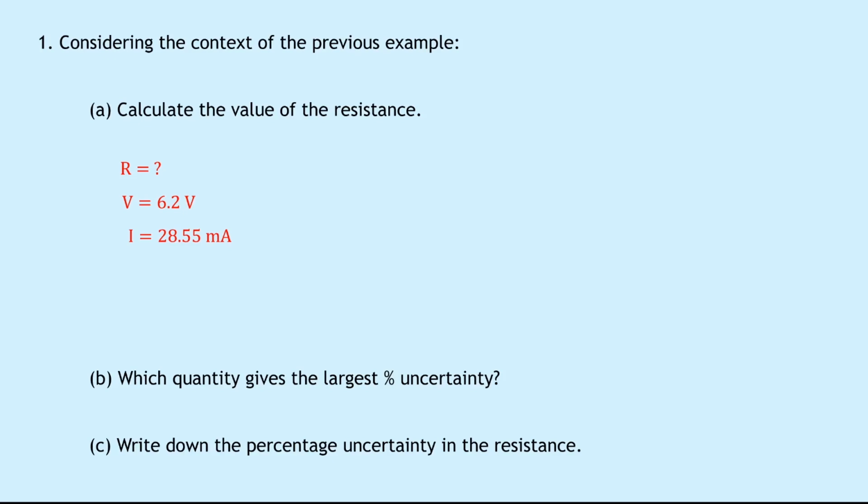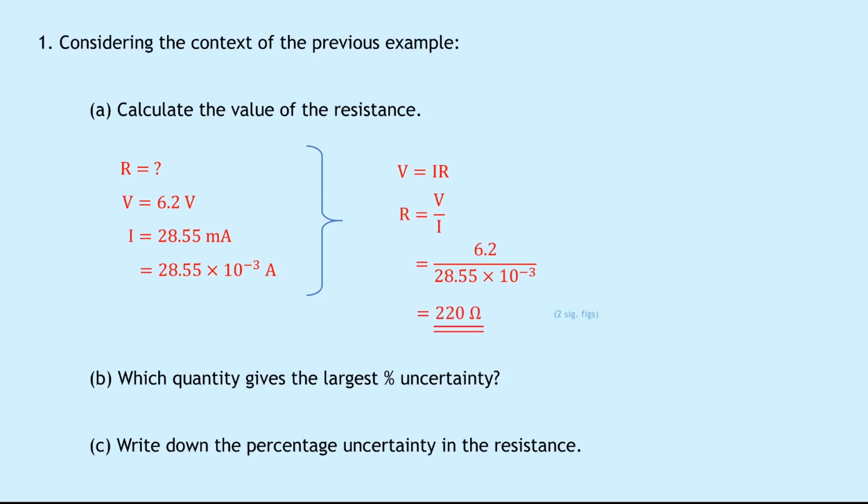So we want to firstly convert that 28.55 milliamps into amps, so we get 28.55 times 10 to the minus 3 amps, and then writing down our Ohm's law equation, we have V equals IR, and rearranging for R we have V over I, which gives us 6.2 divided by 28.55 times 10 to the minus 3. And finally we have our answer of 220 ohms, which is stated to two significant figures. Now that is because, remember, the least accurate value in the question was two significant figures, which was the voltage of 6.2 volts.